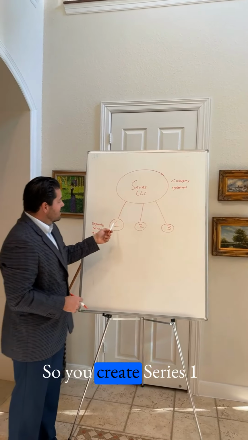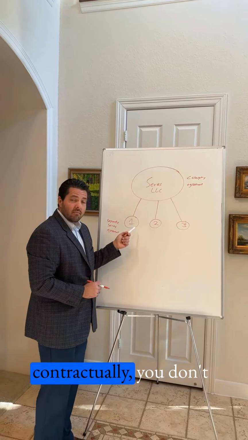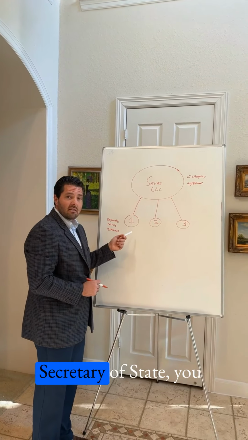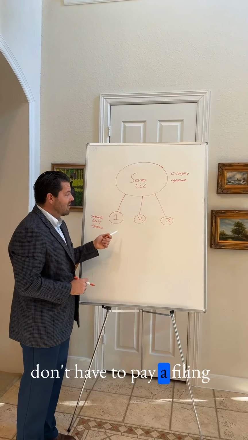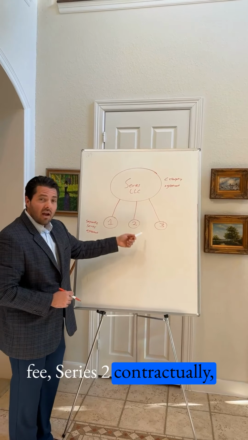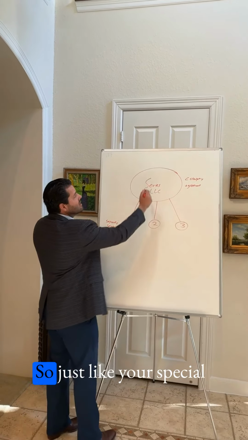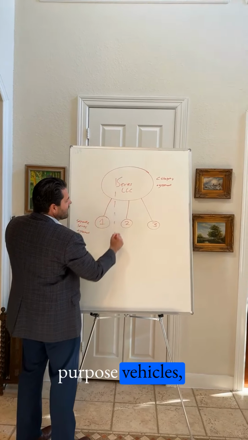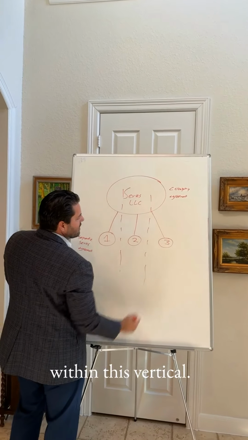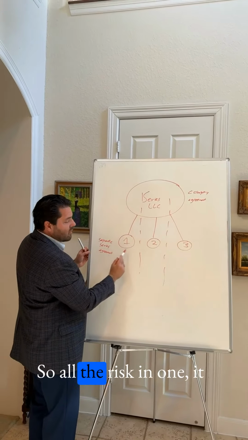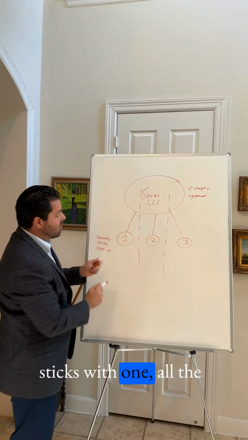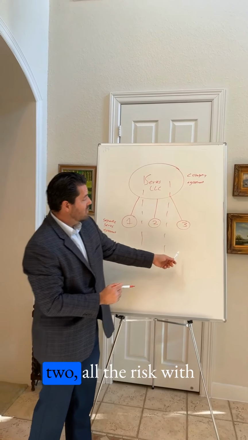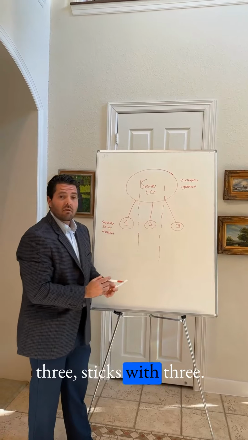So you create Series 1 contractually. You don't have to file it with the Secretary of State. You don't have to pay a filing fee. Series 2 contractually, Series 3 contractually. So just like your special purpose vehicle, you're isolating risk within this vertical. So all the risk in 1 sticks with 1. All the risk in 2 sticks with 2. All the risk in 3 sticks with 3.